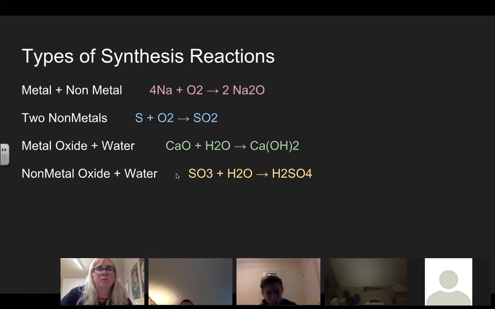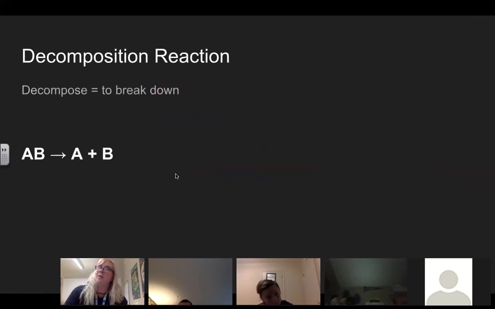Okay, we're going to look at some examples in a little bit. But before, decomposition, right, is the opposite. Decompose means to break down. Most of us are familiar with that term. In this case, we're going to be taking AB, and it's going to break apart into A plus B. So we're doing the opposite of a synthesis reaction.